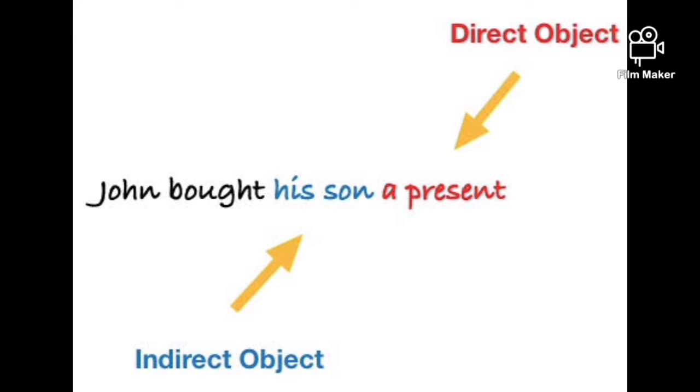One more example. John bought his son a present. So John is the subject because he is the doer of the action. What did John buy? A present. So you are getting the answer for what? If you can get the answer for what, it will be the direct object. So a present is indicated as the direct object by an arrow there. And now, to whom did he buy? For his son. So whom will give you the answer for the indirect object. His son is denoted by one more arrow for the indirect object. So John is the subject, bought is the verb, his son is the indirect object, a present is the direct object. Subject plus verb plus indirect object plus direct object.